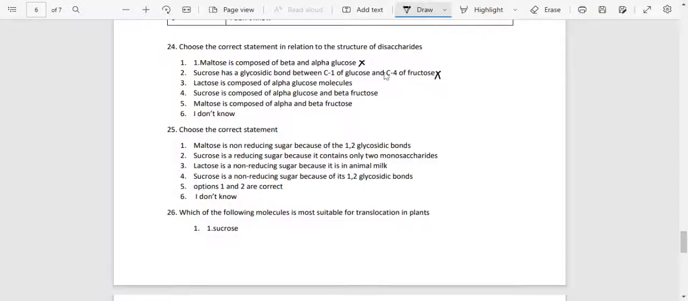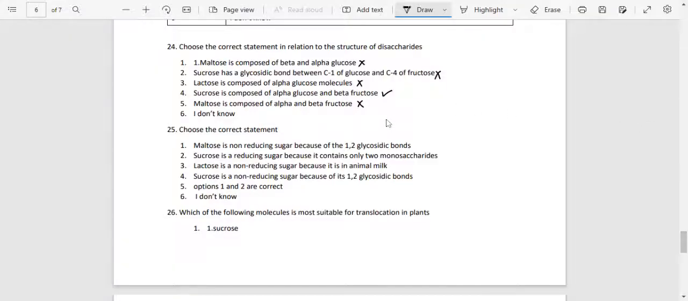We know that sucrose, it is carbon 1 of glucose and carbon 2 of fructose which come together. Lactose is composed of alpha glucose molecules. You know that lactose is made of what? Galactose and glucose. Sucrose is composed of alpha glucose and beta fructose. This is true. It is alpha glucose beta fructose. Maltose is composed of alpha and beta fructose. This is not true.